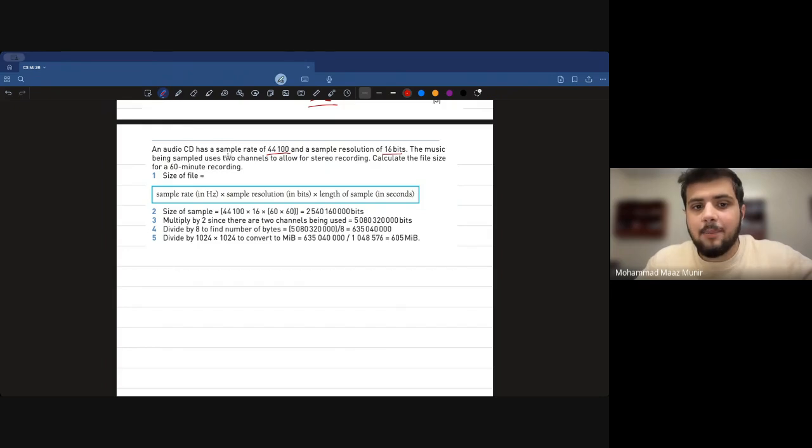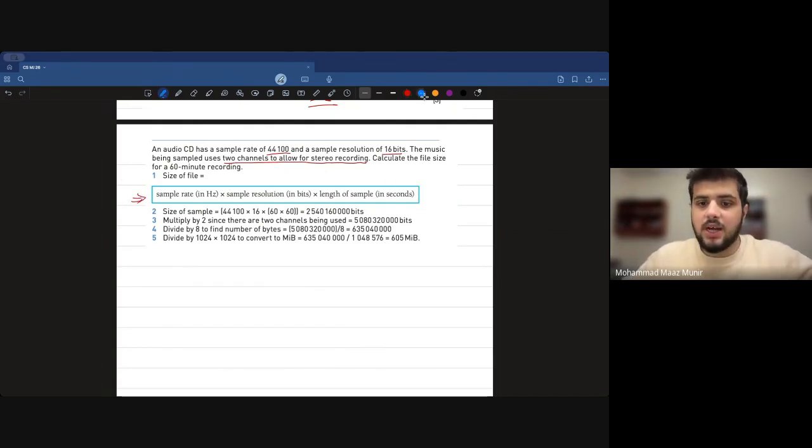The music being sampled uses 2 channels to allow for stereo recording. Calculate the file size for a 60 minutes recording. So if a question like this pops up in your exam, you just need to again plug the values into the equation which is up here: your sample rate in hertz multiplied by sample resolution multiplied by length of sample.